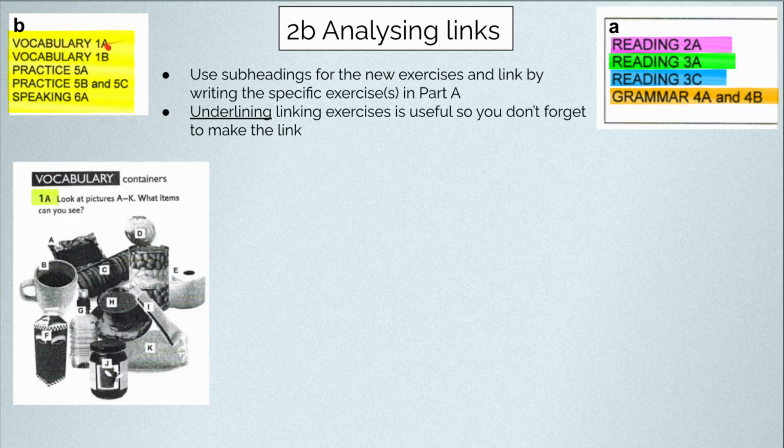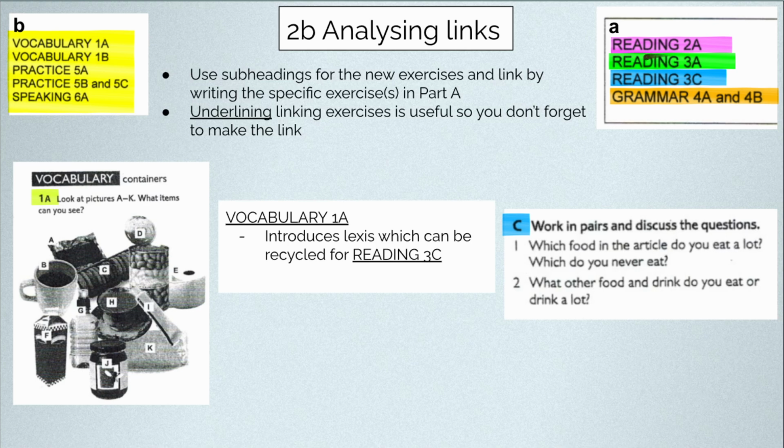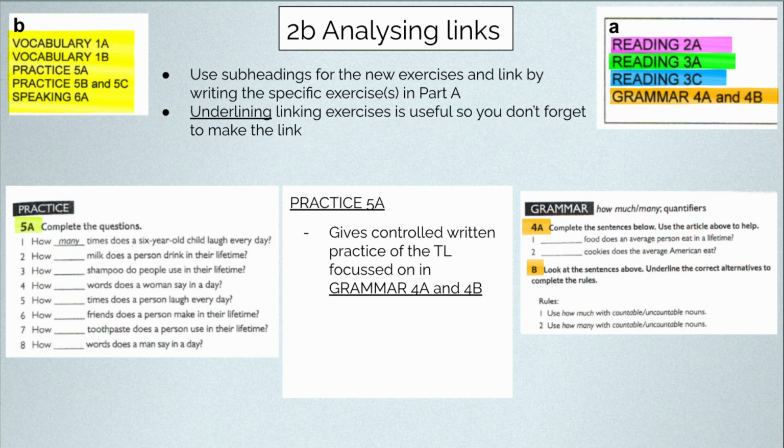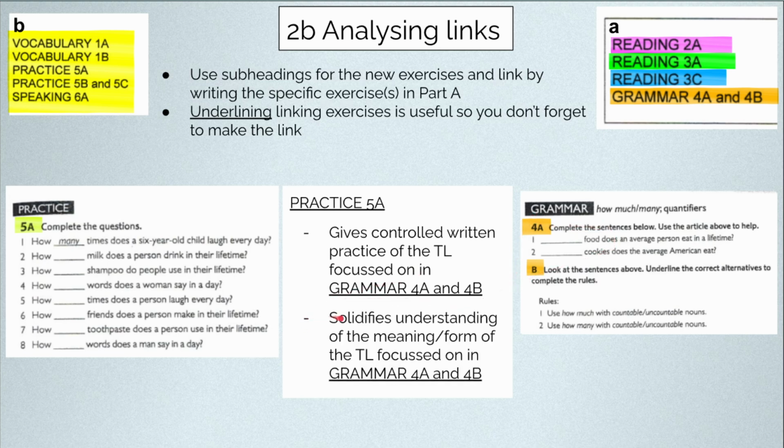And here we have our vocabulary 1A linking with reading 3C, and we can say vocabulary 1A introduces lexis which can be recycled for reading 3C. "I eat a lot of biscuits," for example. Practice 5a, linking to grammar 4a and b, we can say that it gives controlled written practice of the target language focused on in grammar 4a and b, and it solidifies the understanding of the meaning and the form of the target language.